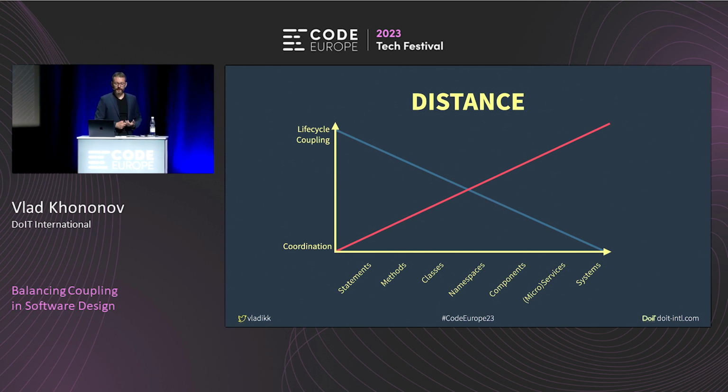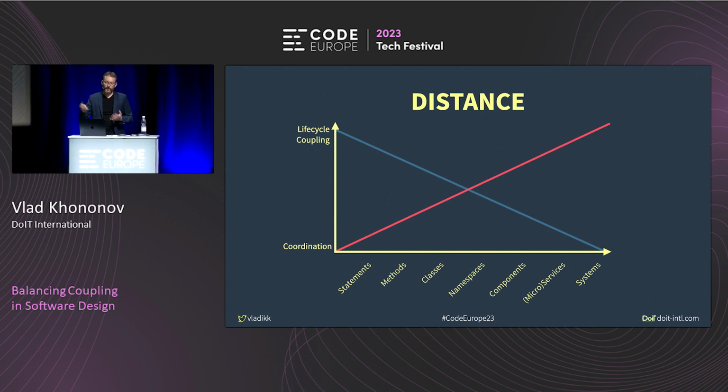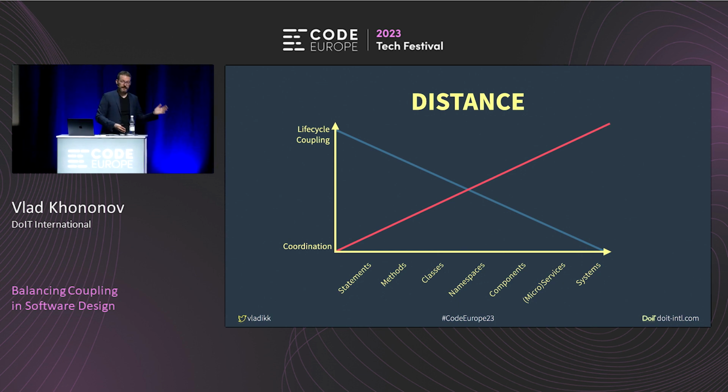Now, furthermore, if components share the same life cycle, which means they're located close to each other, they have to be tested and deployed simultaneously, and that further limits the possibility to evolve them independently, if that's needed, of course.